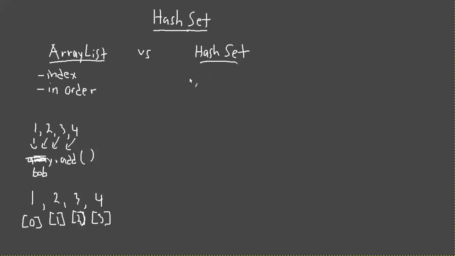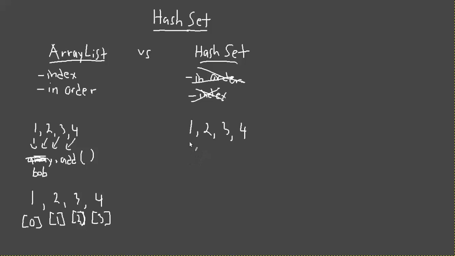Versus hash set. Hash set is not in order. And it's not, believe it or not, backed by an index. So it's neither index-based, nor is it in order. Okay, so that's the main difference between an array list and a hash set, besides the fact that hash sets do not allow duplicates.